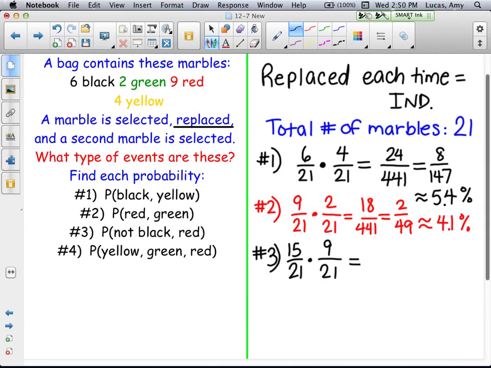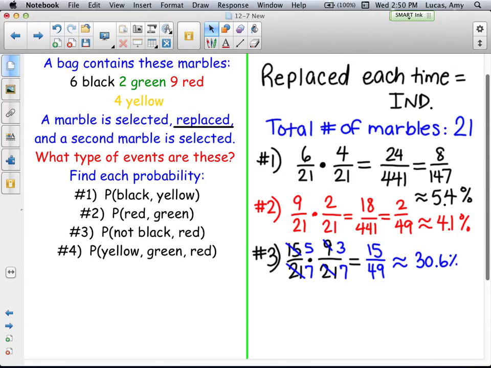Now on this one, I'm going to show you how instead of multiplying and getting big numbers, I can do some reducing first. I know that 9 and 21 I can divide by 3. So I can reduce that to 3 over 7. The same thing is true for 15 and 21. If I divide those by 3, I get 5 over 7. So then when I multiply straight across, now this is already reduced to 15 over 49. So you can reduce first by canceling, like from the numerators and denominators, or you can reduce at the end. It doesn't matter. So this one is about 30.6%.